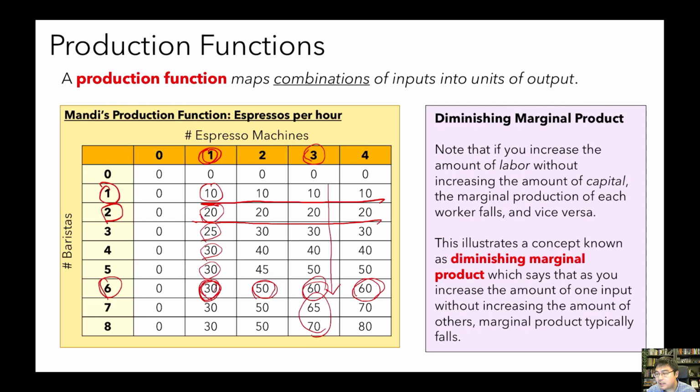And typically, diminishing marginal product happens because in order to produce your product, you need a combination of different inputs, and the inputs aren't perfectly substitutable, right? So you have to increase all of the inputs simultaneously in order for you to increase your total amount of output in the most efficient way possible.